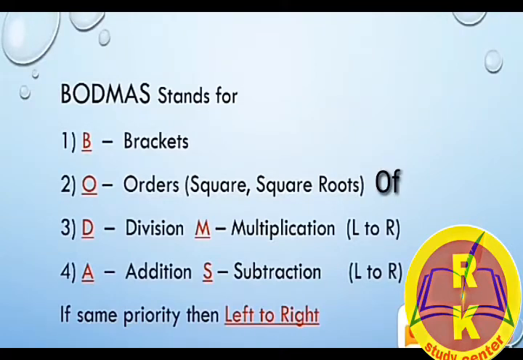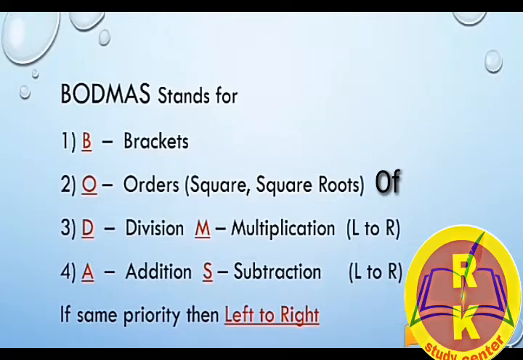BODMAS stands for B for brackets. It can be any type of bracket, square bracket, parenthesis, etc. And O stands for orders, like squares, square roots, exponents, all coming in orders. That is the second priority. Third is division and multiplication.